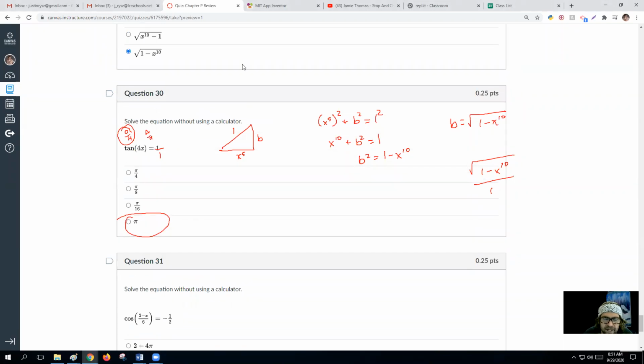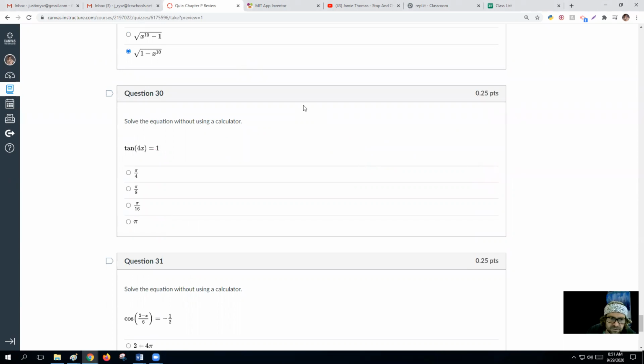All right, let's go ahead and go through this. We might want to look at the unit circle for these next two problems. Let's see how well we can do. All right, solve the equation. If I want to get rid of this tan to get the 4x by itself, I would have to take the tan inverse of the other side.